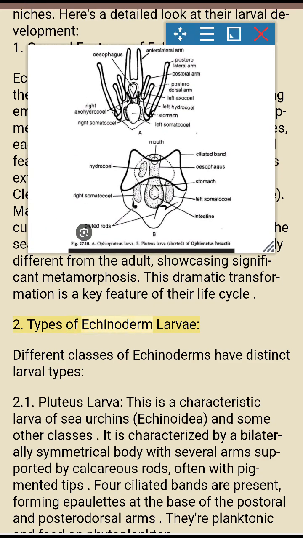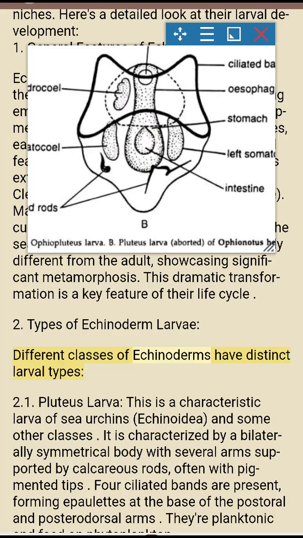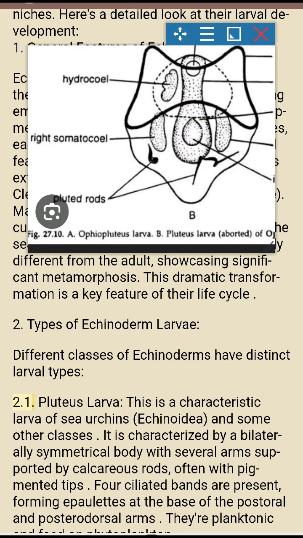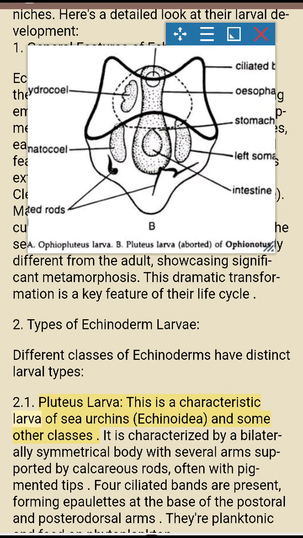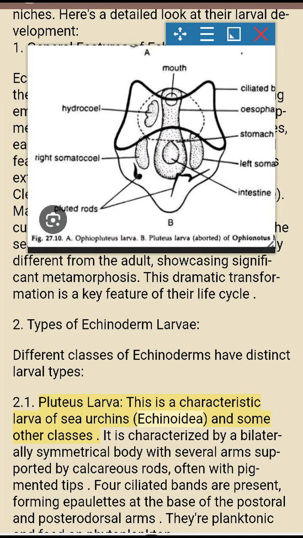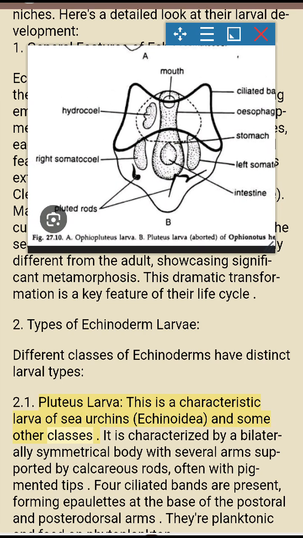2. Types of echinoderm larvae. Different classes of echinoderms have distinct larval types. 2.1. Pluteus larva. This is a characteristic larva of sea urchins, Echinoidea, and some other classes.